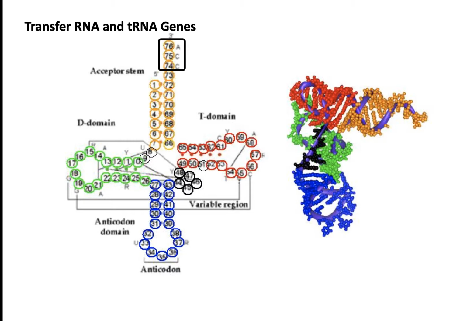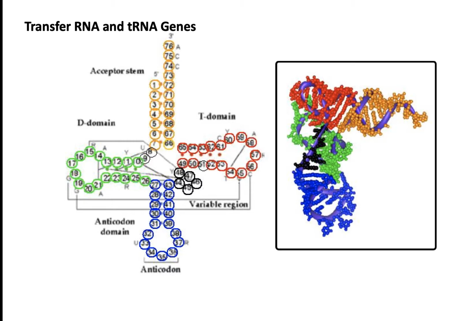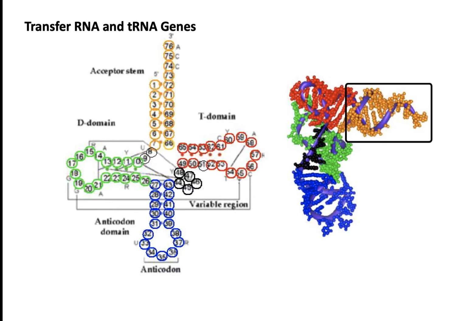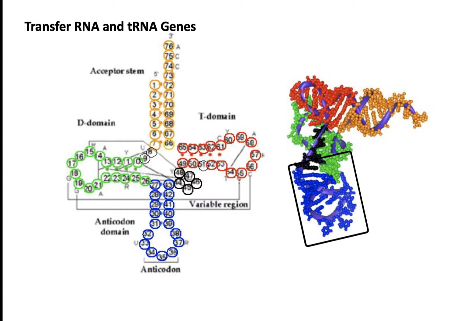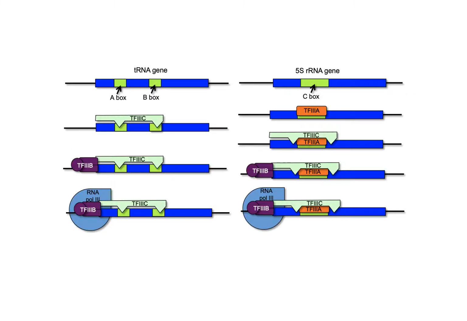Over here is the three-dimensional view of it, and then there's the acceptor arm. The T domain and D domain come together in the tRNA, and then this is the anticodon loop, and right there is the anticodon, the three nucleotides that hybridize to the codon on the mRNA.